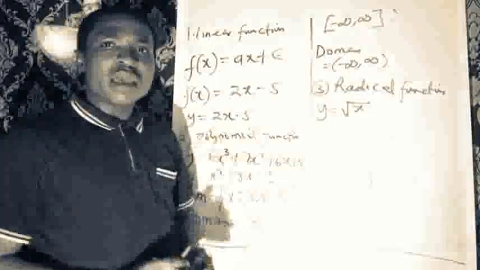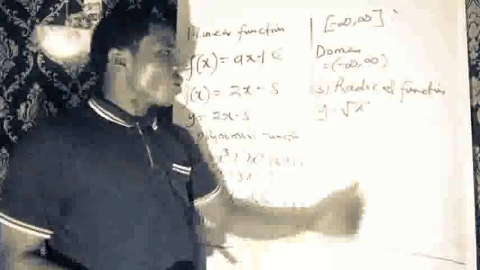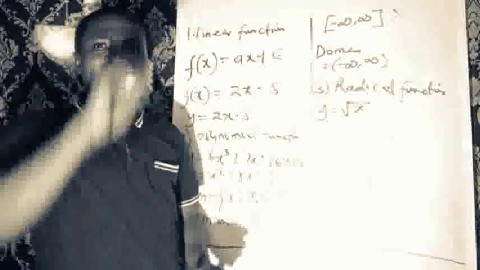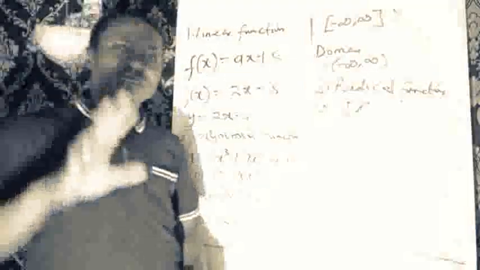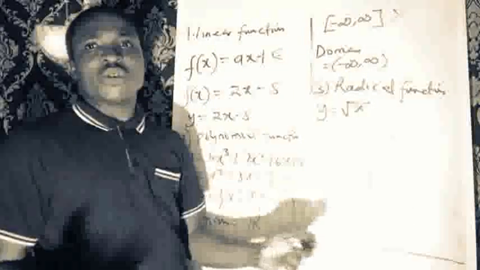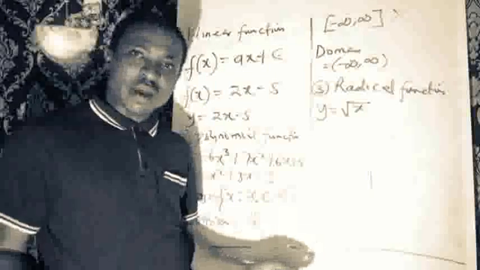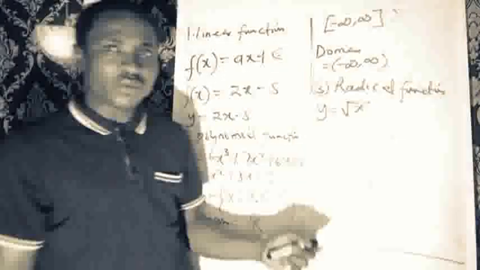But what we want to know is the rules in doing this. And the rule in doing this is we set the function inside the root to be greater than or equal to 0. The reason being that the square root of a number, like I said earlier, cannot be less than 0. You cannot say the square root of minus 4 is minus 2. No. We cannot find the square root of a negative number. Of course, that will give us a complex number. It's a different kind of number entirely.